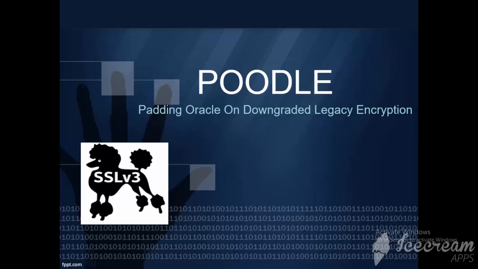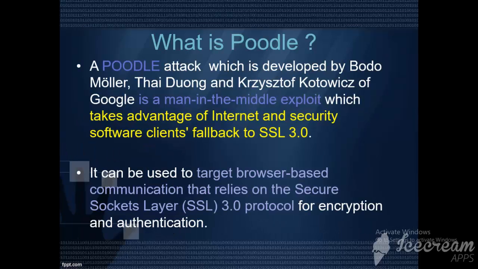Hi, today we are going to talk about POODLE, which stands for Padding Oracle on Downgraded Legacy Encryption. POODLE is a man-in-the-middle exploit which takes advantage of Internet and security software clients' fallback to SSL 3. If attackers successfully exploit this vulnerability, on average, they only need to make 256 SSL 3 requests to reveal 1 byte of encrypted messages.